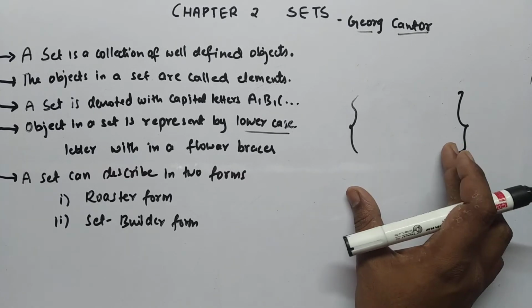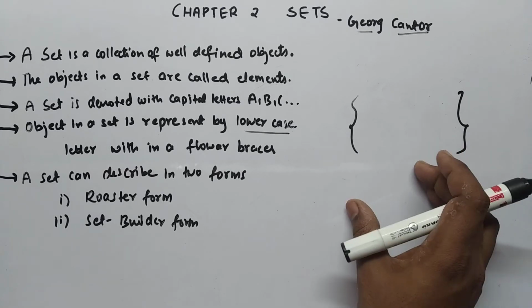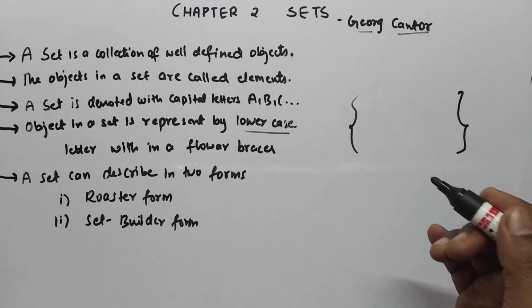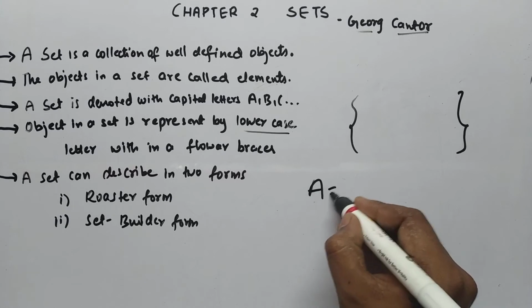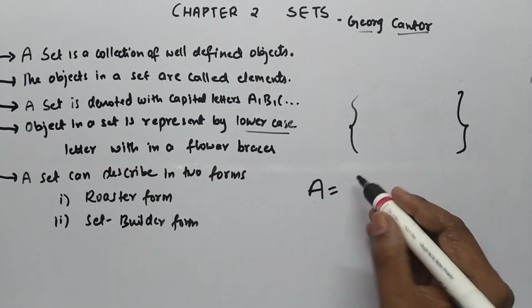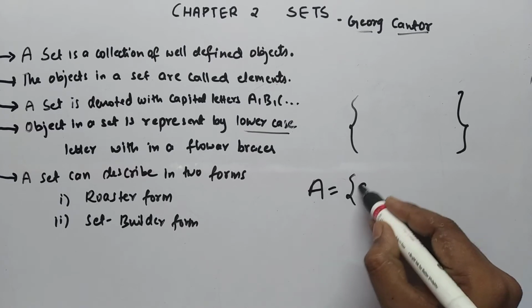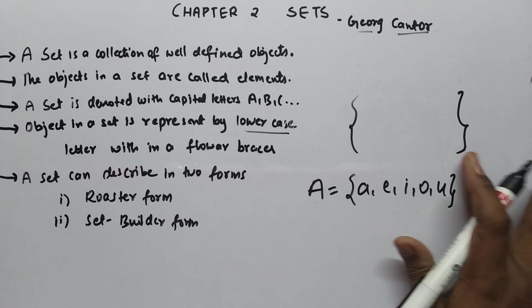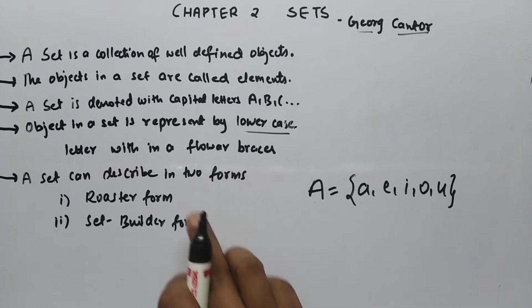These are known as flower brackets, curly braces, or chain brackets. As I just wrote, the set of vowels of the English alphabet: a capital letter is representative of a set. So, a set of vowels of the English alphabet: A, E, I, O, U. This is a representation of a set with the help of the roster form.